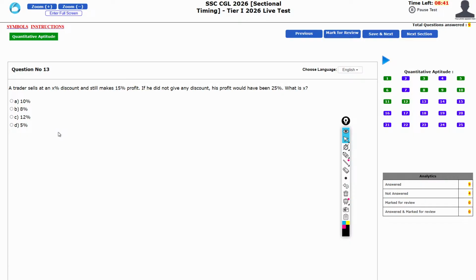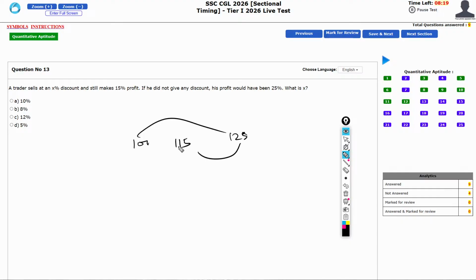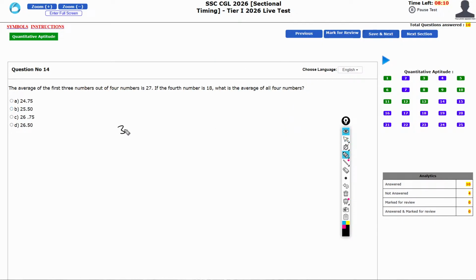A trader sells an article at X% discount and still makes 15% profit. I'm not even going to cross 15, I guess. It's very difficult. If he did not give any discount, his profit would have been 25. So 10 out of 125. So it's less than 10. So 8%.